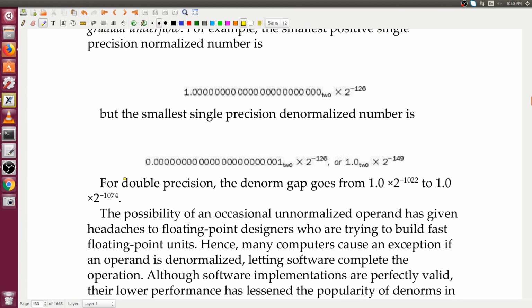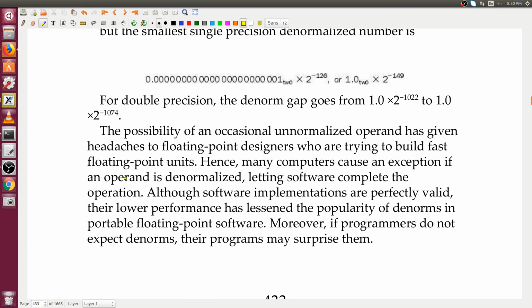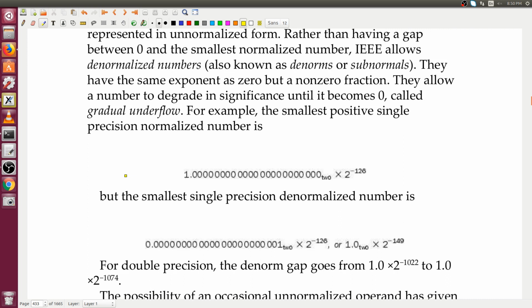Then they go a little bit more into denormalized numbers, or subnormal numbers. As we know, normalized means that we have a 1 up in front. However, we can also easily tell that if we want a subnormal number, it's a 0 up in front, but that's if we really, really want to push the limits of our precision.